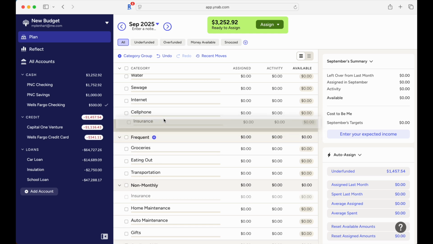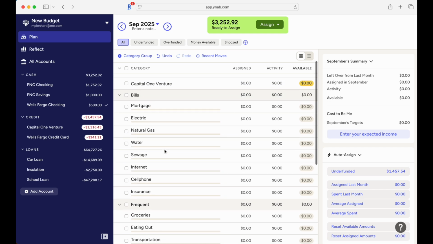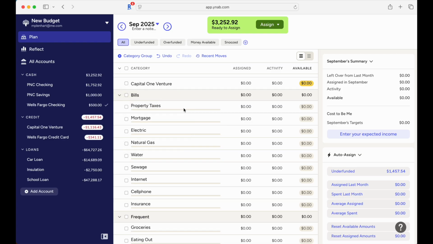For me personally, I consider this a bill. This is like an obligation, something I cannot get out of. I have no choice in the matter. So it's something that has to be here. So I'm putting that in my bills, but you could easily put that in your non-monthly or elsewhere. I'm also going to put our property taxes here because I consider that a bill as well, even though it's yearly. Again, you could easily put this in non-monthly if you like. That's totally fine. But I'm going to keep it in my bills.